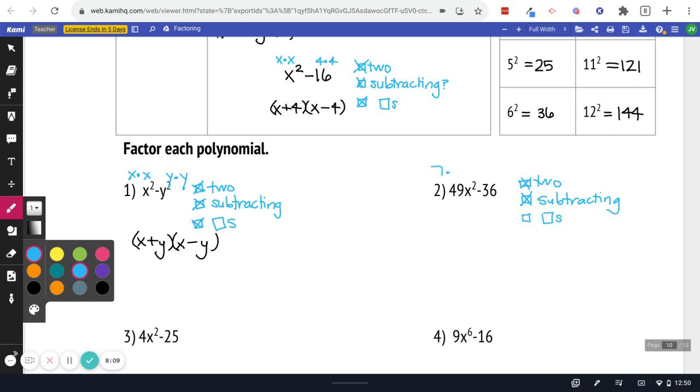Do we have perfect squares? Well, 49 is 7 times 7. X squared is x times x. And 36 is 6 times 6. So we do. Here's what we're going to do.